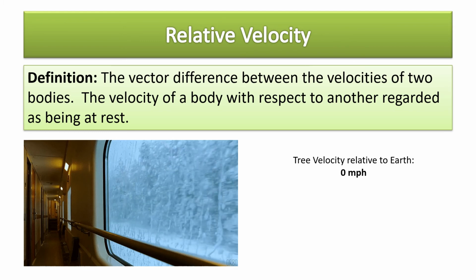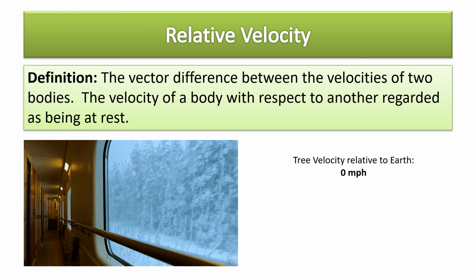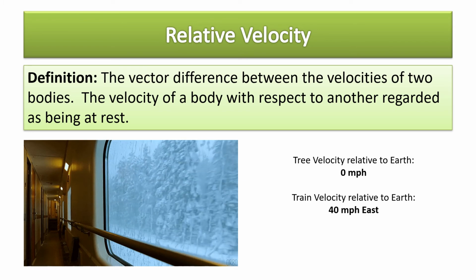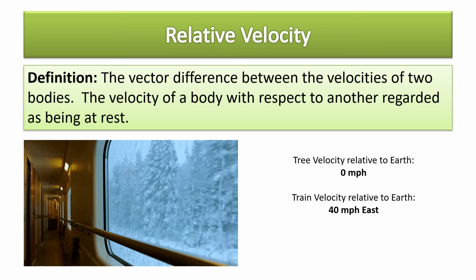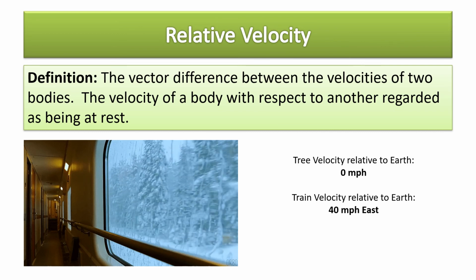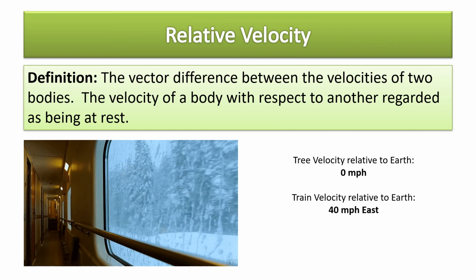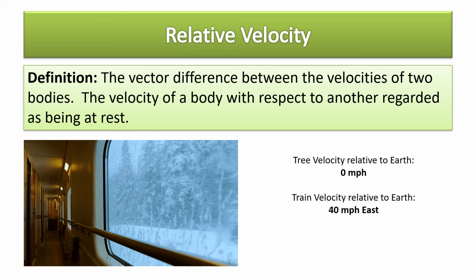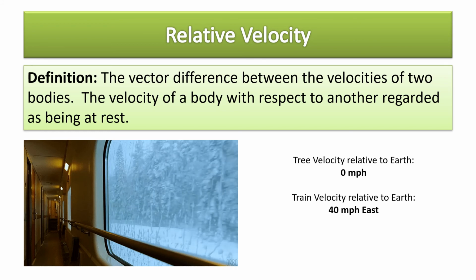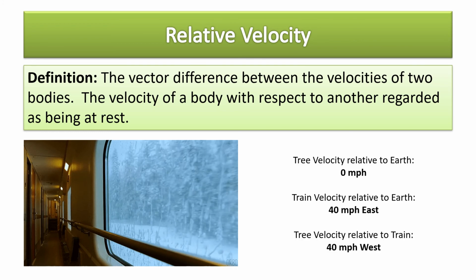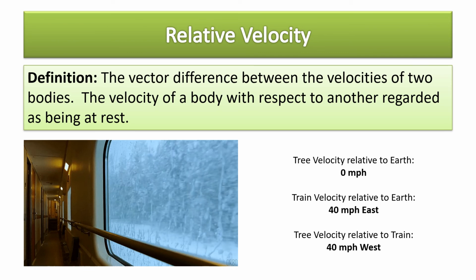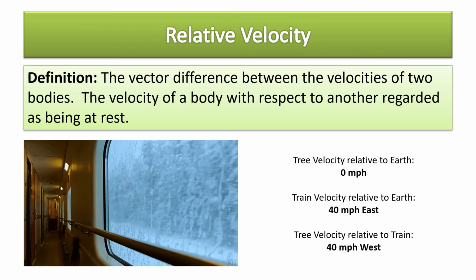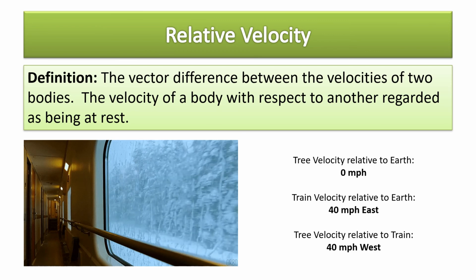So the tree velocity relative to Earth is 0 miles per hour. The trees aren't walking around. The train velocity relative to Earth is 40 miles per hour east. But what does that make? So let's say you're moving east on this train. If you're looking out the window and you consider yourself as stationary, then the trees must be moving backwards. The tree velocity relative to the train is 40 miles per hour west. So that's a little taste of what relative velocity is all about, and we can use it to help solve this problem.